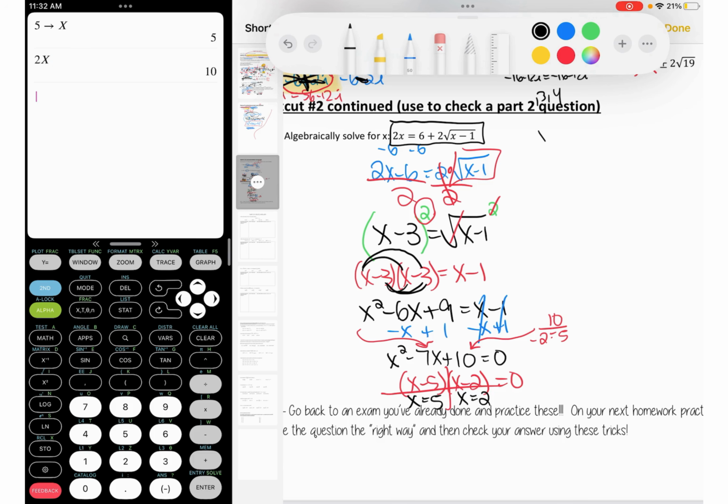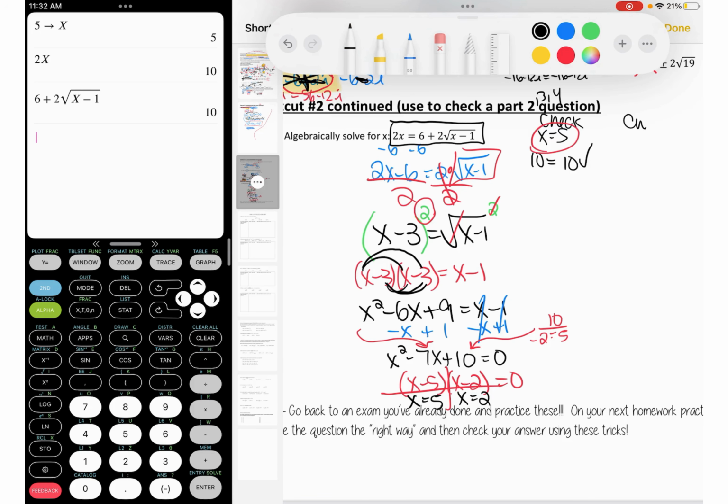So when I'm checking x equals 5, I get 10 on the left side. I want to see if I get 10 on the right side. So I'm going to type in the right side, 6 plus 2, square root of x minus 1, and I get 10. That's good. So that means that 5 is a solution.